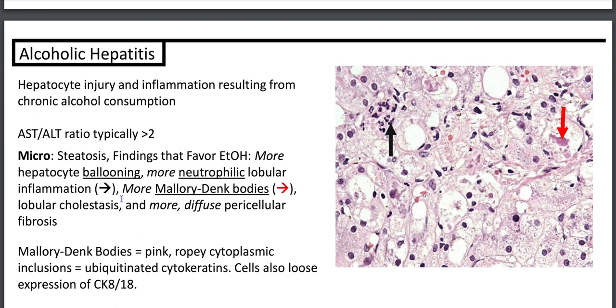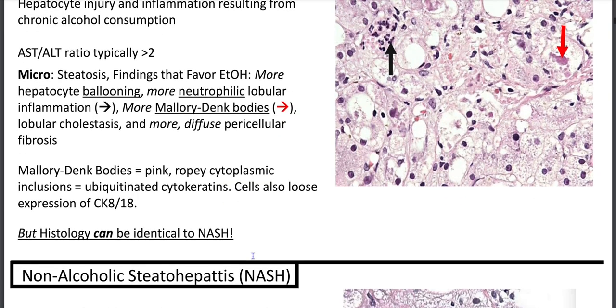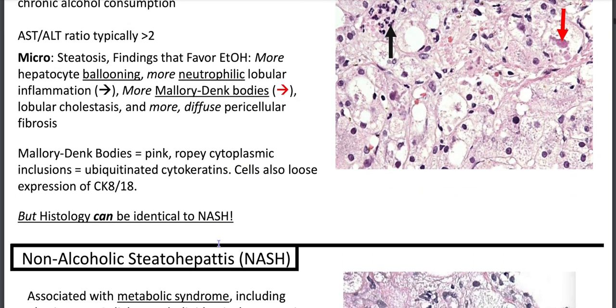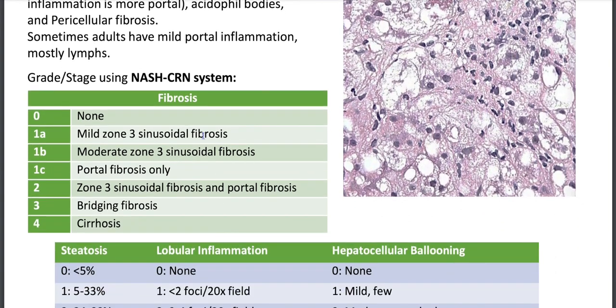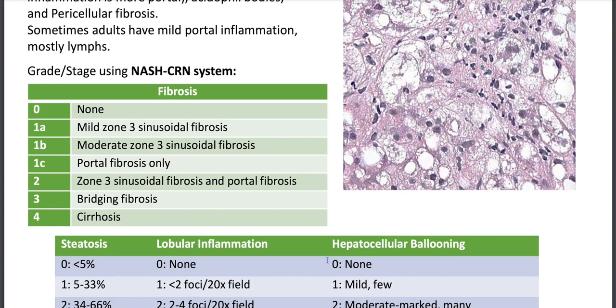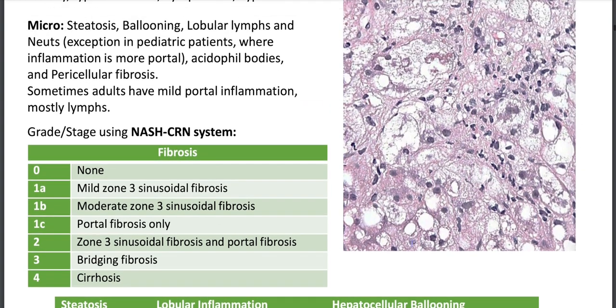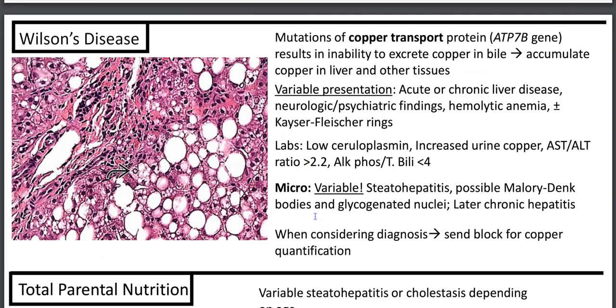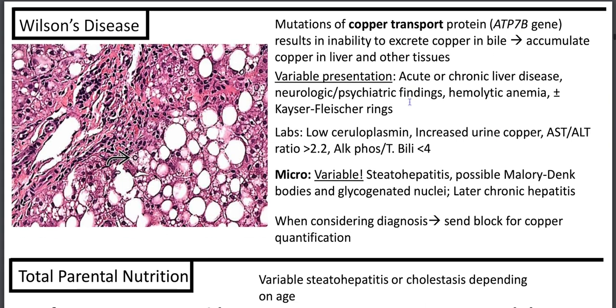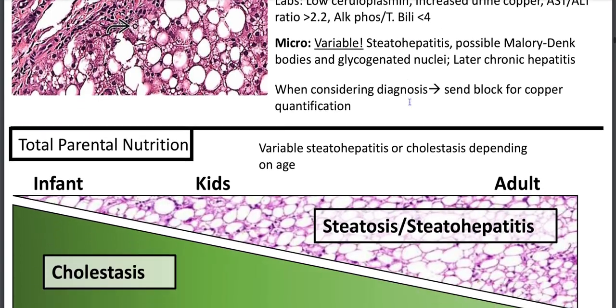Alcoholic hepatitis, look for more quantity in hepatocyte ballooning, more neutrophilic lobular inflammation, more Mallory-Denk bodies, but it can look identical to NASH. And then NASH, this is your grading based on fibrosis, steatosis, lobular inflammation, and hepatocellular ballooning. Wilson's disease, the histology is variable, but on serology, you'll have low ceruloplasmin, increased urine copper, mutation of copper transporter ATP7B, and clinical findings as well, your bronze diabetes.